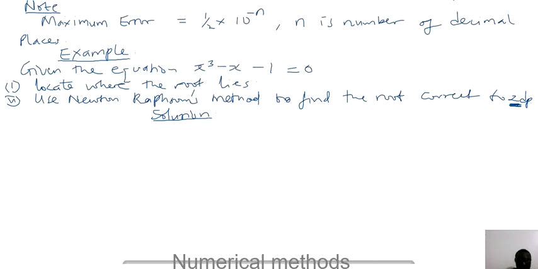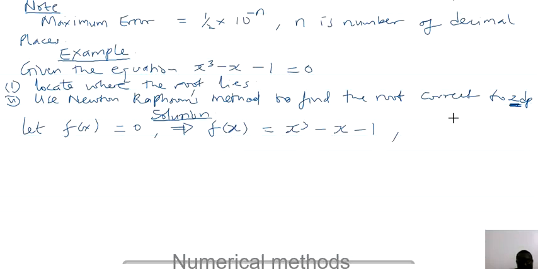Solution. First of all, we have to locate where the root lies, and that's what is required of us first. So we say let f(x) be equal to 0. So f(x) = x³ − x − 1. Then we need to locate where the root of this equation lies. Like we saw in the previous examples, we shall discover where the root lies by the trial and error method, and we pick values which are in the neighborhood of 0.